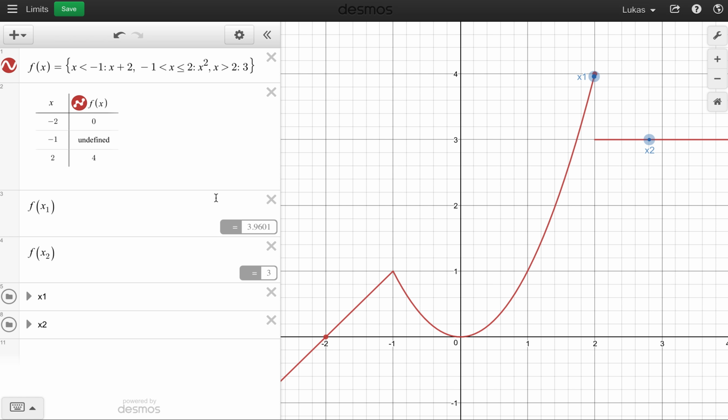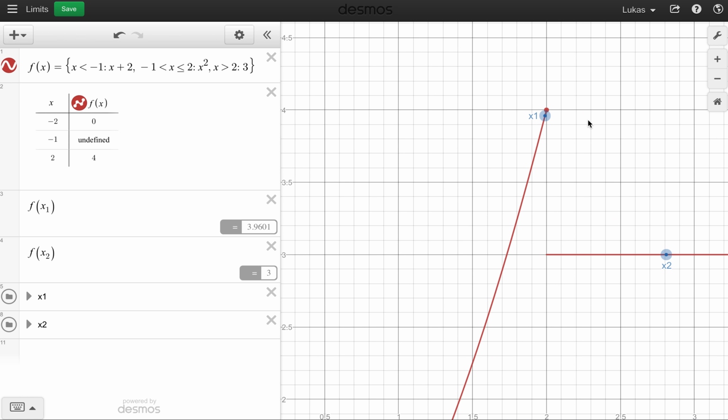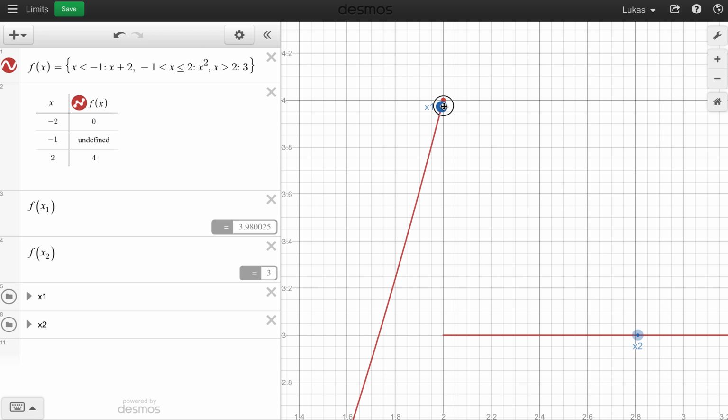You'll notice it approaches 4. It gets very close to 4. Okay? Very close to 4. Oh, that's at 4. We don't put it at 4. We put it as close to 4 as possible without touching it. So basically that function approaches 4.